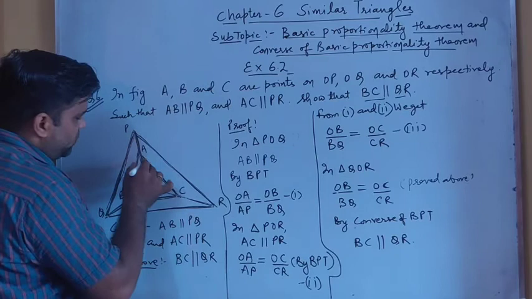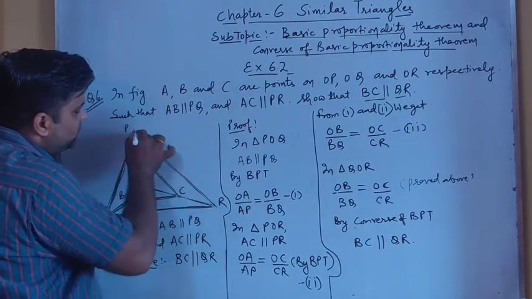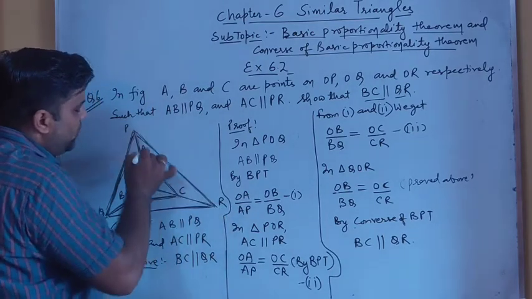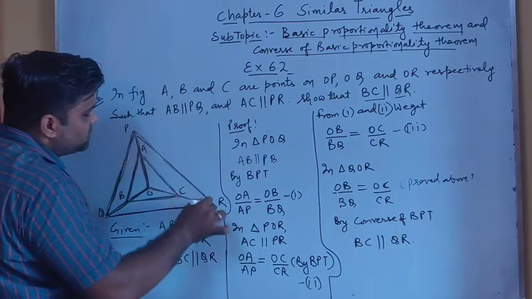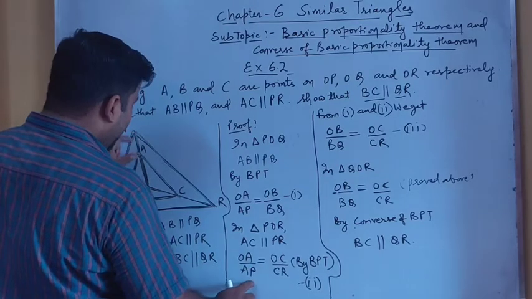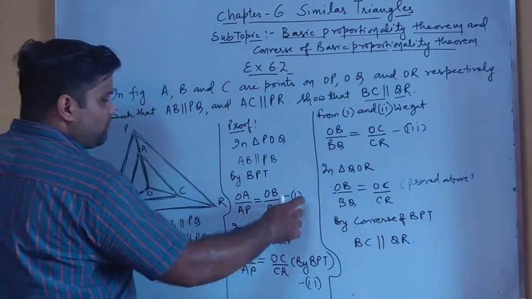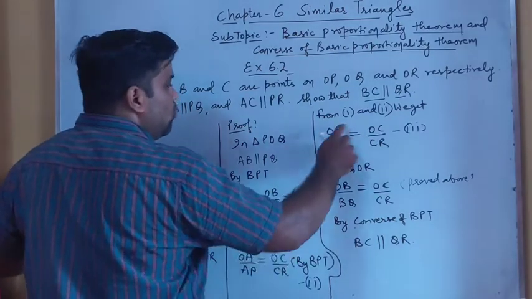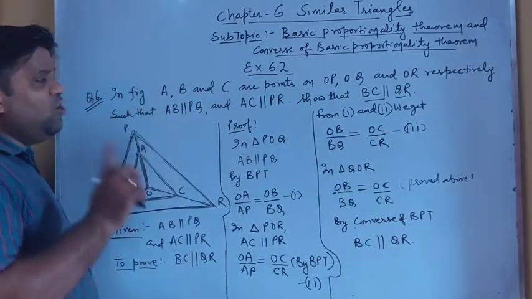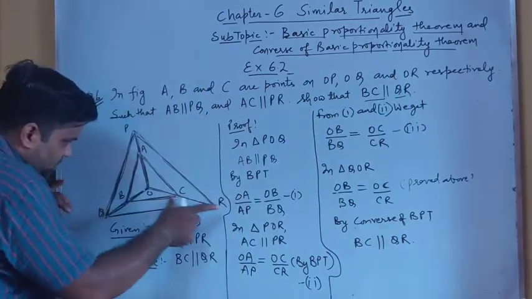Similarly, in the question, here AC is parallel to PR is given. So we can look in the triangle POR. Here AC is parallel to PR in this triangle. So by basic proportionality theorem we write OA by AP is equal to OC by CR, and we consider it as equation number second. From first and second we get OB by BQ equal to OC by CR, and we consider it as equation number third. Now in the question we have to prove that BC is parallel to QR.